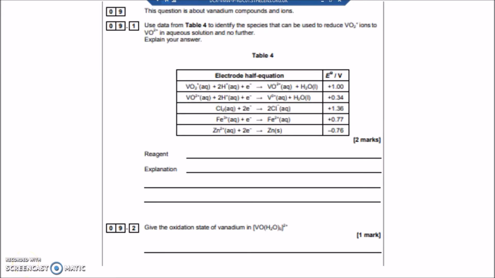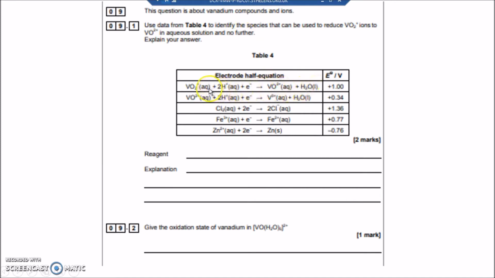Question 9. Quite a tricky question this. It's about vanadium compounds and ions. Use table 4 to identify a species that can be used to reduce VO2+. There's VO2+ at the top with an electrode potential of 1. Used to reduce VO2+ ions to VO2+. Yeah, that's the top one. Electrode potential 1. And no further.